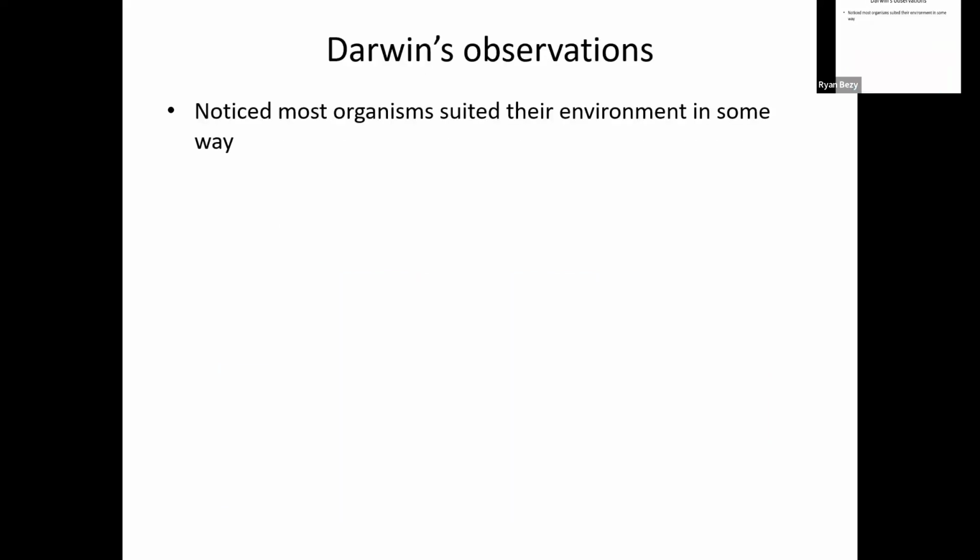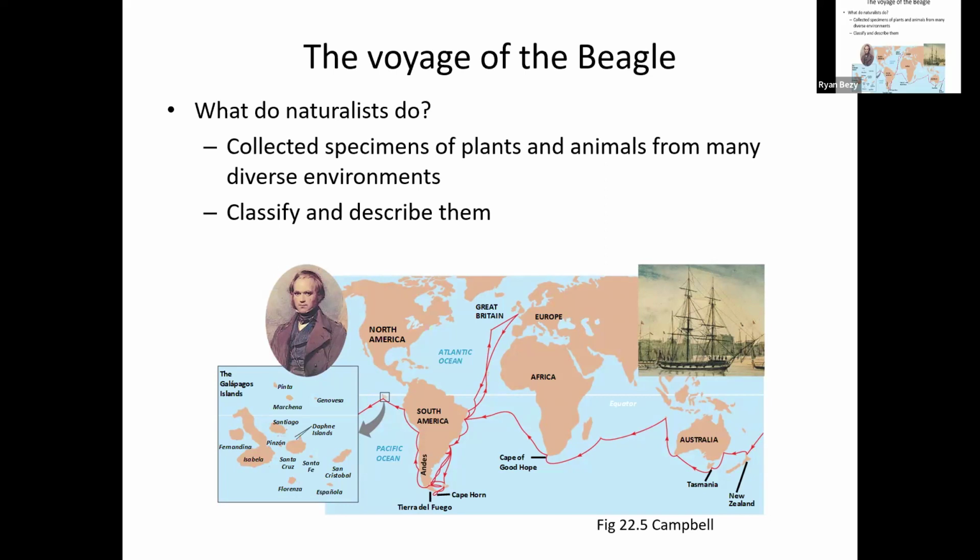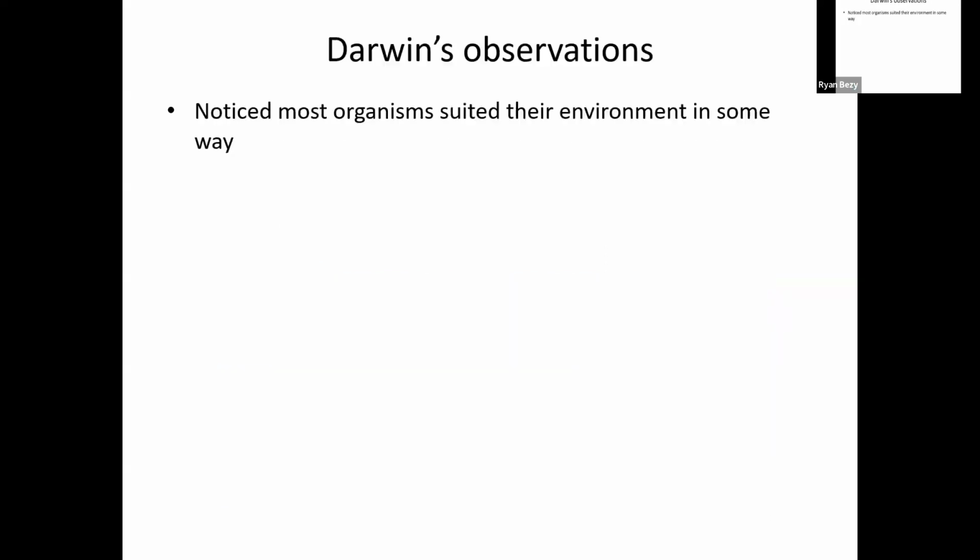With this, Darwin was collecting samples, and he noticed a few different things. He noticed that most organisms had traits, or what are called adaptations, and I'll come back to that term in a second, that made them suited to their environment in some way. They possessed some traits or characteristics that help them be successful where they were.